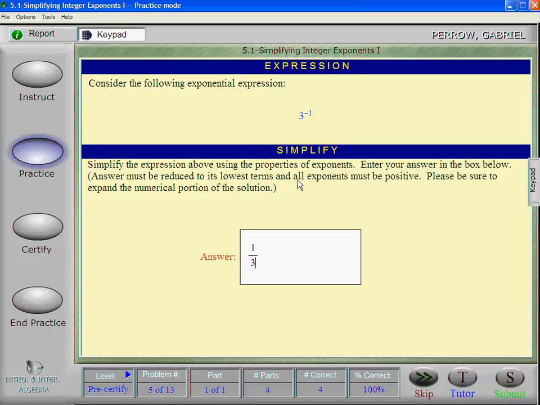So it's kind of weird, 3 to the negative 1 power. It's kind of not the way you'd think of expressing the number 1/3, but they are the same.